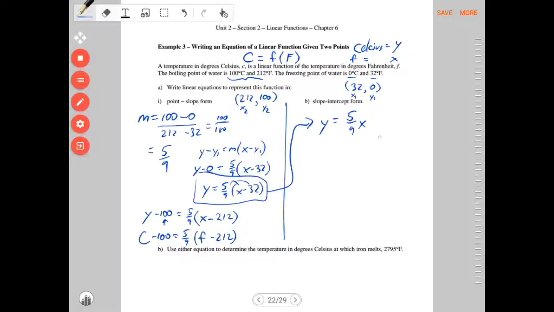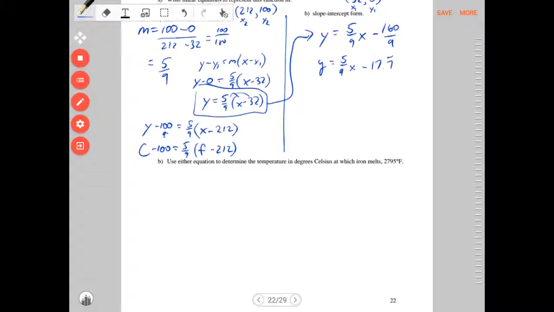So 5/9 times negative 32 works out to minus 160 over 9, which is 17.7 repeating if you really need a decimal. I would prefer you just leave it as the fraction, but this gives you an idea of where that would be on the graph. It'd be negative 17.7 units down, so that would be the y-intercept.